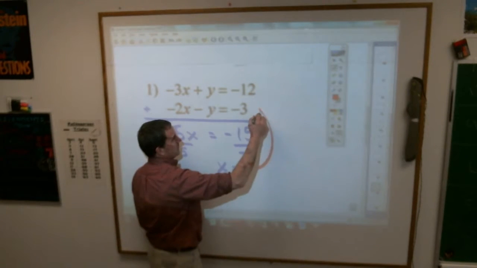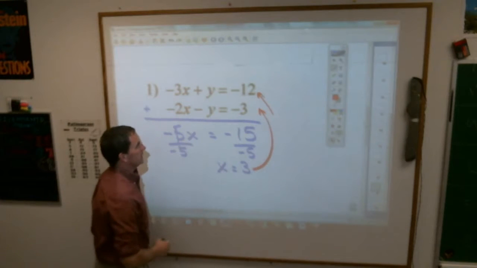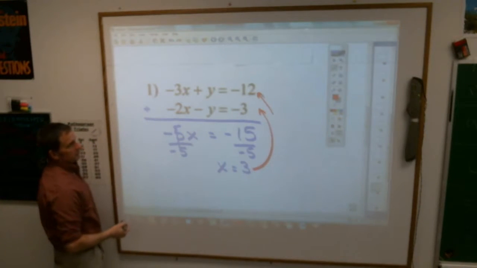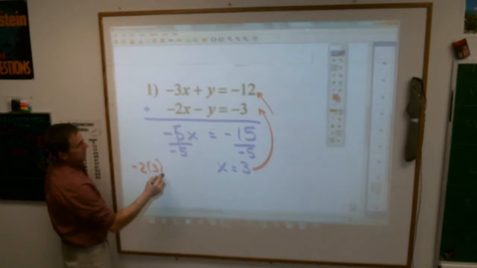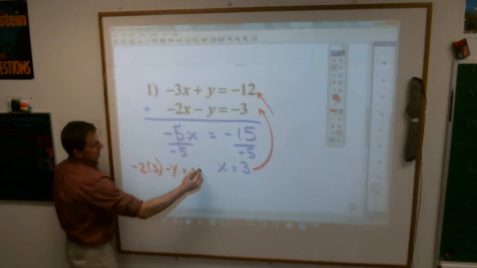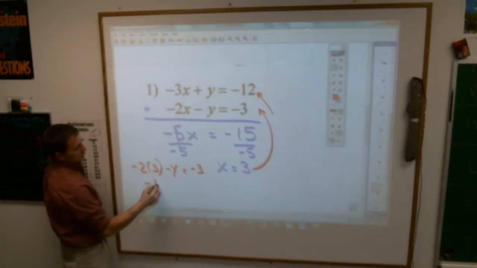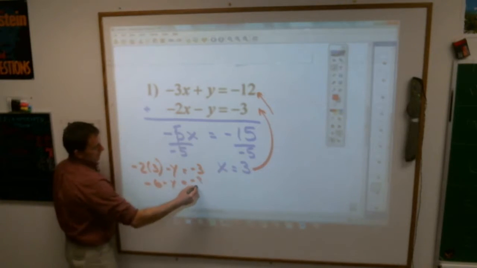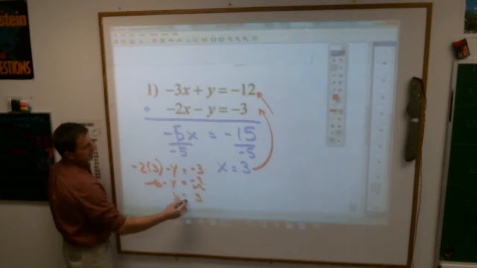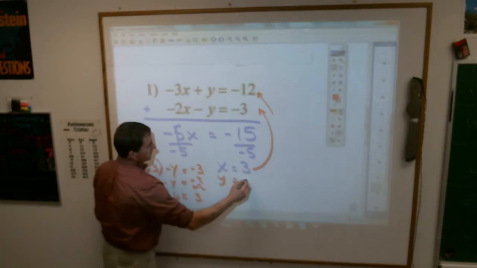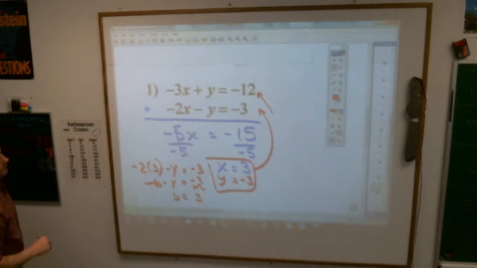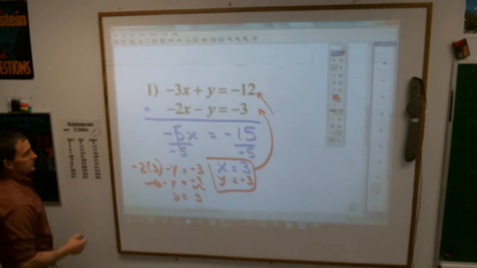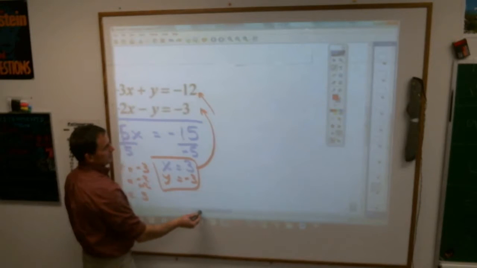But you can't just stop there because there is a y. You have to take this 3 and put it into one of these two equations to figure out what your y is. It doesn't really matter which one, I'll do the bottom just because. Negative 2 times 3 minus y equals negative 3. Negative 2 times 3 is negative 6. Add 6, I get 3. Looks like y equals negative 3. And you're done. Is that not the cat's meow? Short and sweet. Yeah, unfortunately it gets harder, sorry. That was like the easiest problem there.